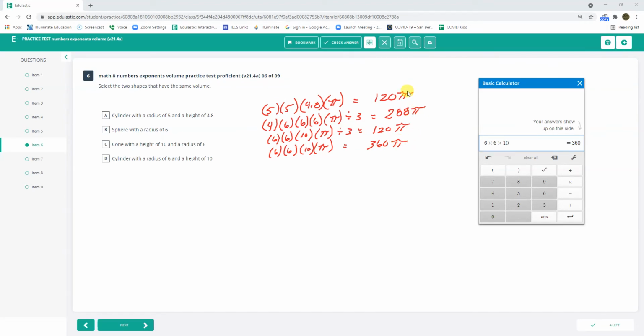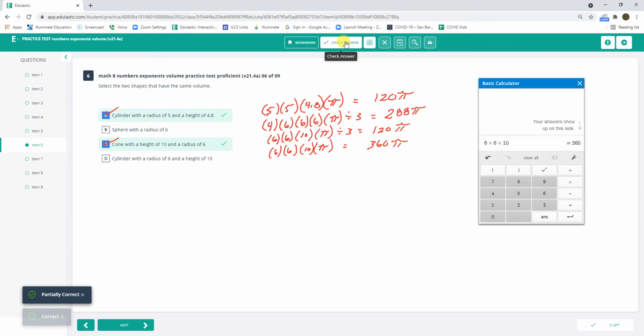So which ones are the same? It's going to be A and C. And you could multiply everything by pi, but why? Why make it more complex? Why add those decimals to it? Nope. Partially correct. Let's get that C. Fully correct.